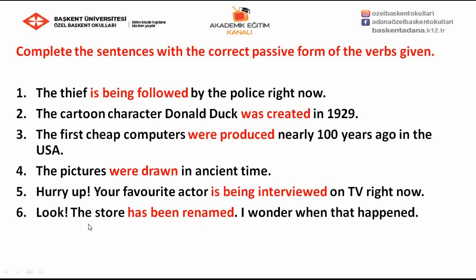Question 6. Look! The store has been renamed. I wonder when that happened. The tense of the sentence is what? Present perfect tense. So all of these examples give an idea about passive form. So we have completed the sentences with the correct passive form of the verbs given.